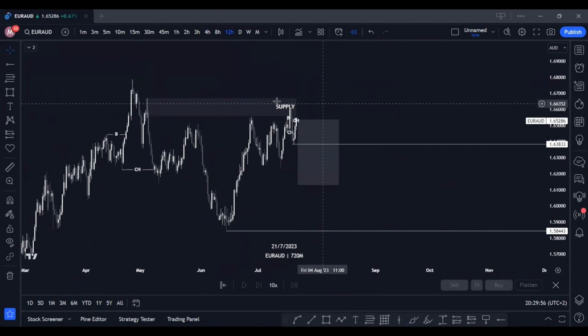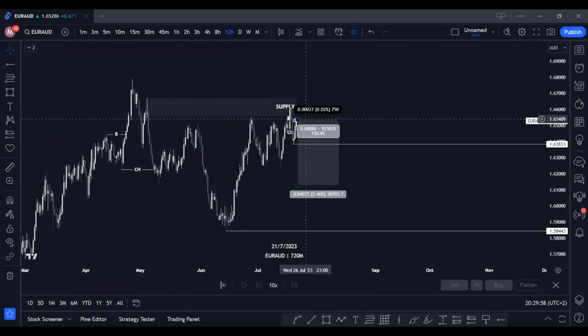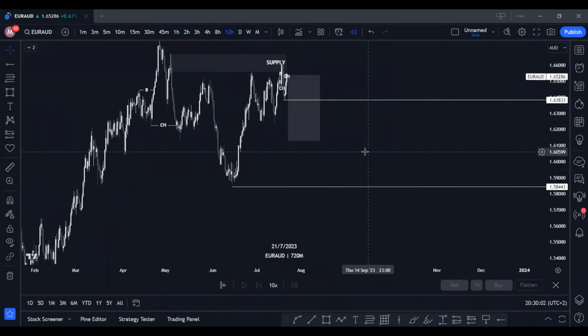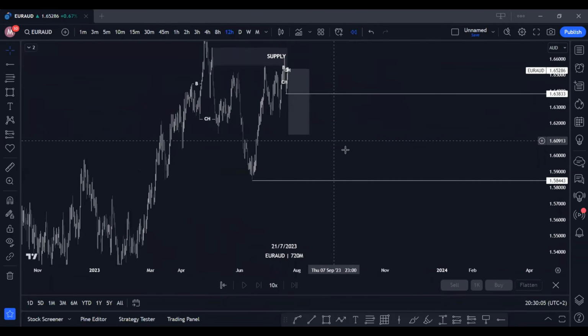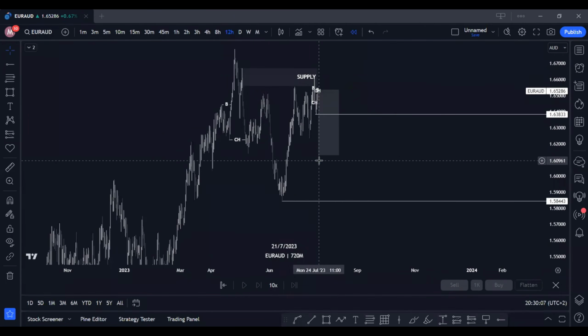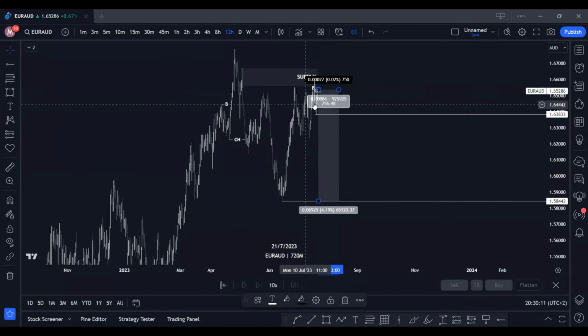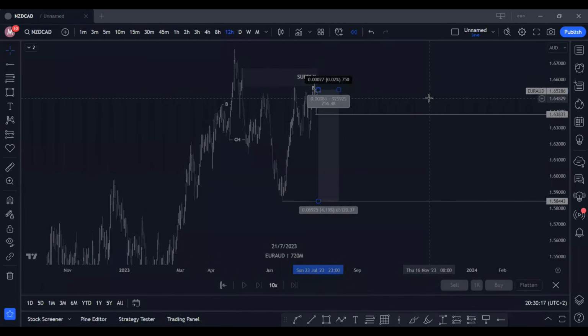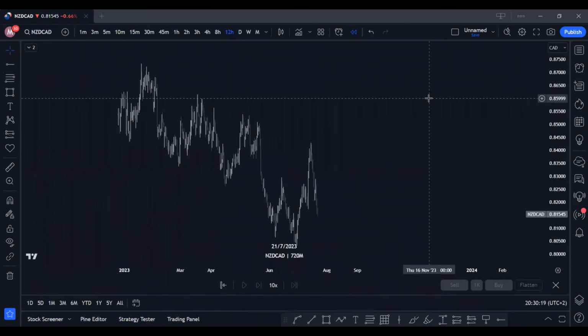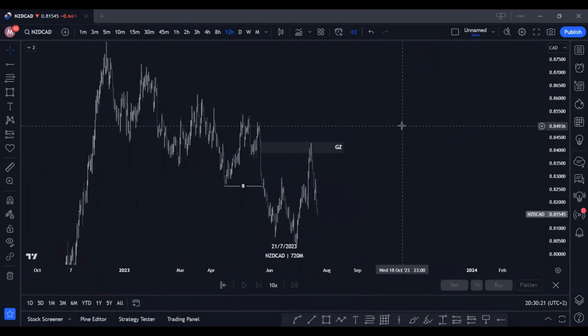So if you take your entries off your 1 minute confirmation entry here from this supply zone to your, not even your monthly demand zone, to your higher time frame take profit here, this is going to be a 260-hour trade. Okay, so I think we're done with Euro AUD. Let's move on to, let's see what we have here. NZD CAD.